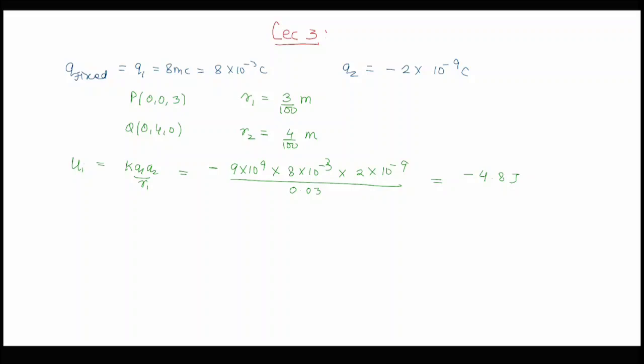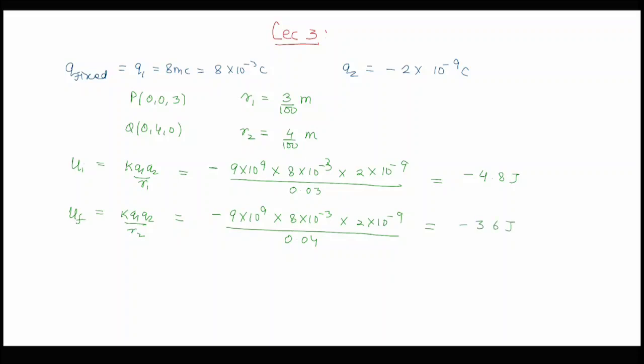If we calculate the final potential energy for this system, we again use K Q1 Q2 upon R2. So the value is minus 9 into 10 to the power 9 into 8 into 10 to the power minus 3 into 2 into 10 to the power minus 9. The separation is 0.04, and the value of energy is equal to minus 3.6 joule.